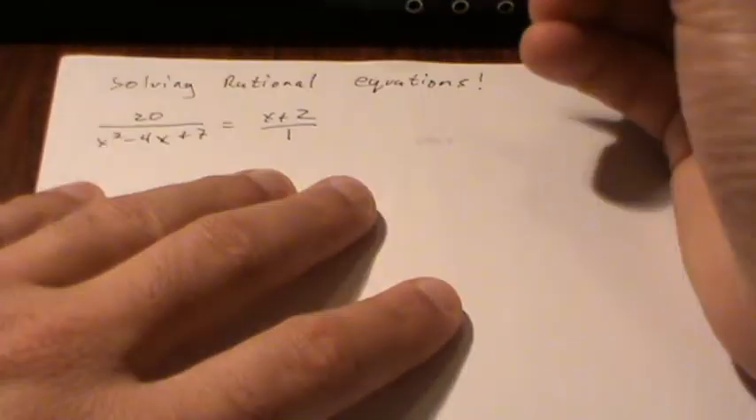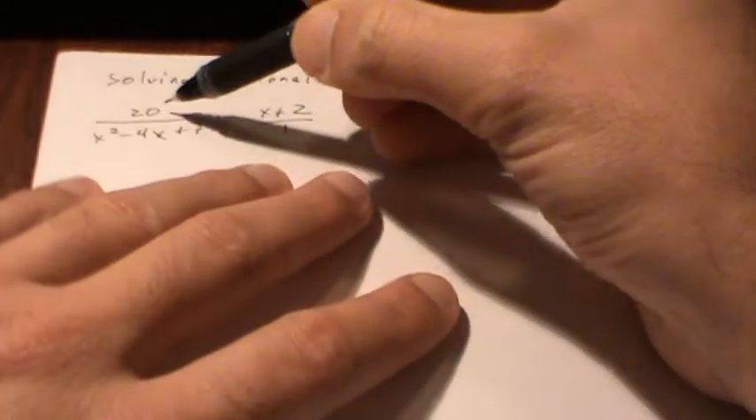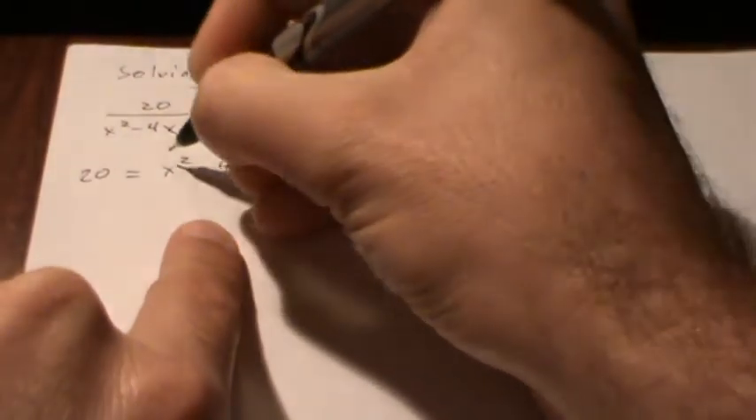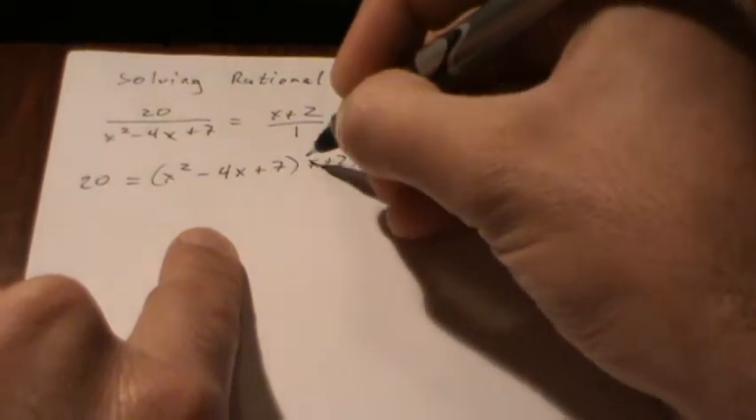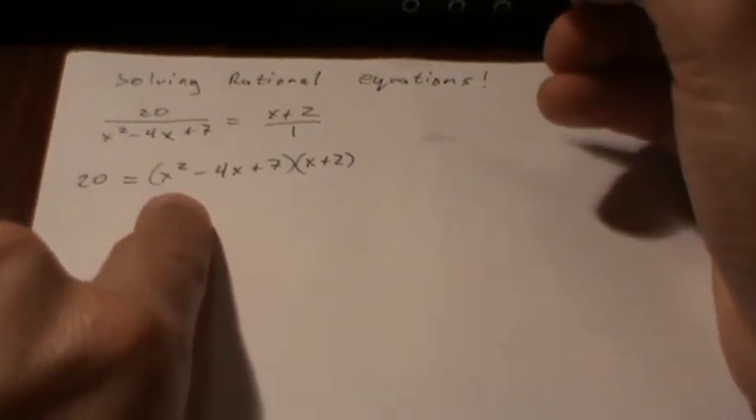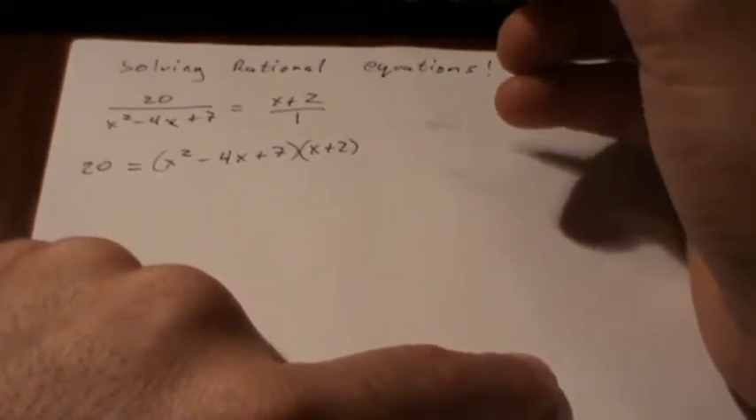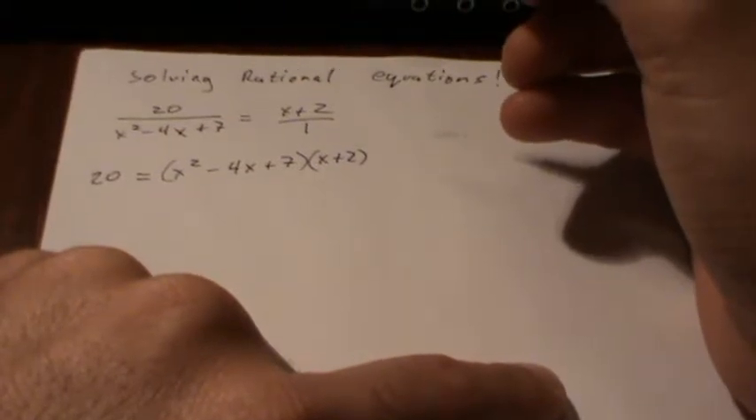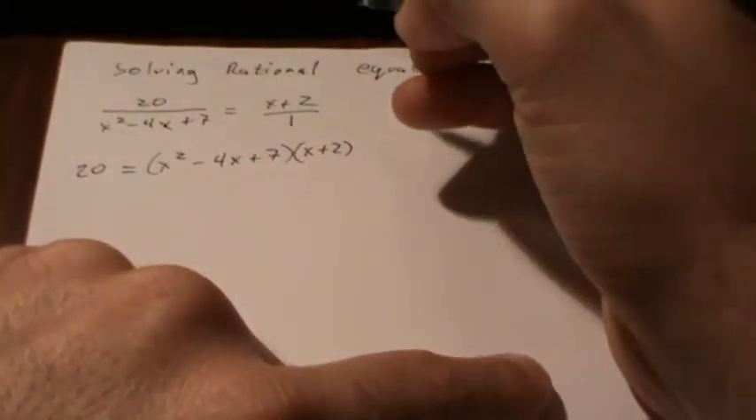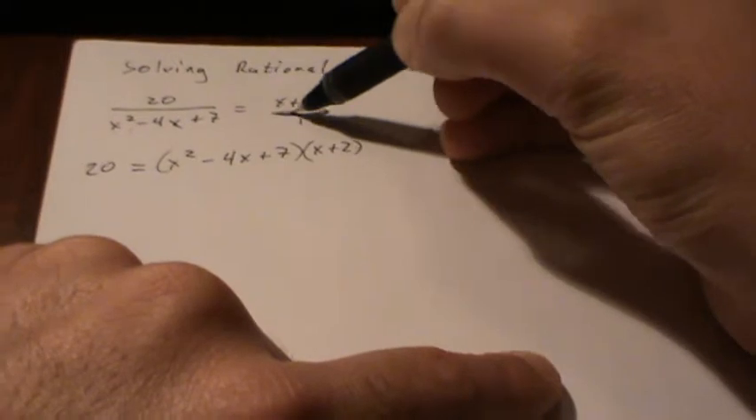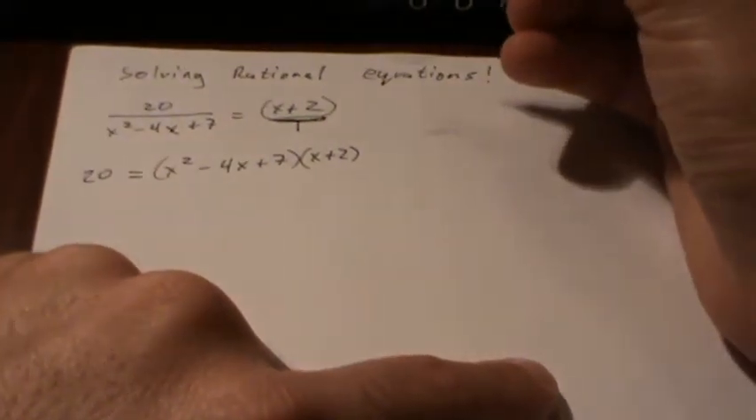So I can pretend this is written over 1, and I can say 20 times 1 is equal to one side, and then this times this is equal to the other. And now I've gotten rid of the rational. That's basically the first step in rational equations. Alright? So even though I had two terms over here, x plus 2, I put the entire thing over 1 and treated it as if it were its own thing.